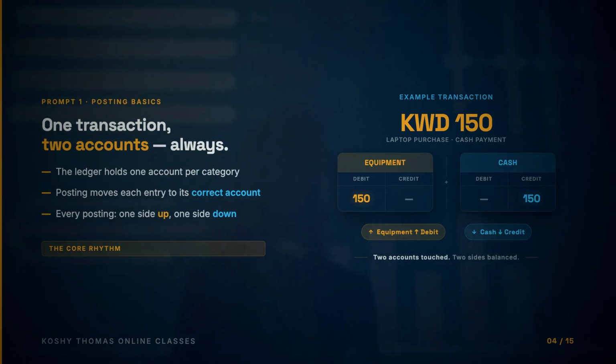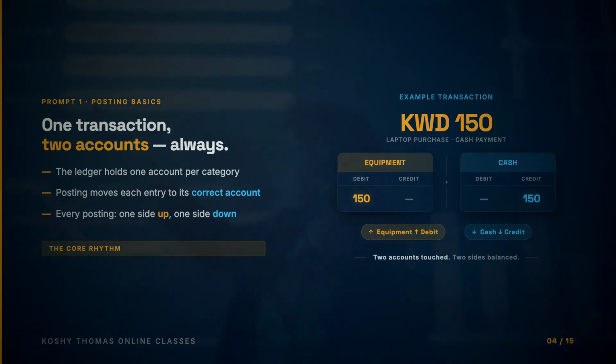Think of the ledger as a filing cabinet, one drawer per account. Every time a transaction happens, you post it into the right drawer. Picture a small shop. They buy a laptop for KWD 150 cash. 2 drawers get updated, equipment goes up by 150, cash goes down by 150. That's posting. One transaction, 2 accounts, always. That principle, 2 sides, always, is the heartbeat of the whole ledger.